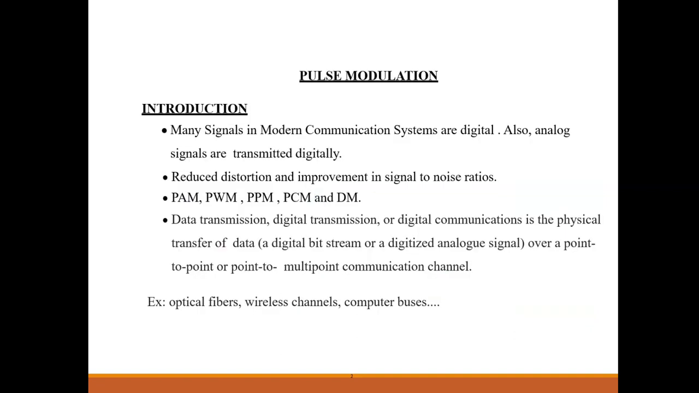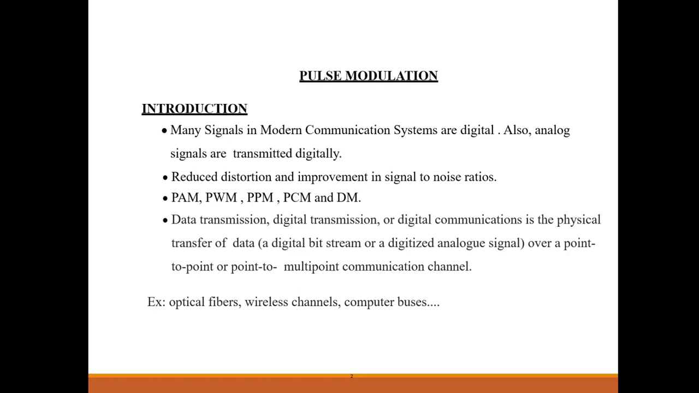First, we see the introduction. Nowadays, in modern communication systems, many signals are digital. So we convert the analog signals into digital signals. Why are we going for this conversion? To reduce the distortion and improve the signal to noise ratio. Data transmission, or digital communication, is the physical transfer of data, a digital bit stream or digitized analog signal, over a point to point or point to multi-point communication channel.